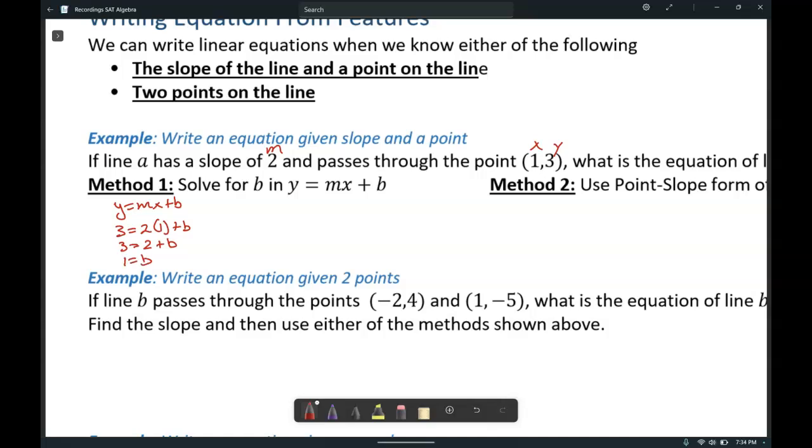And then we will go ahead and solve for b. And so we get a b value of 1, and then we can go ahead and rewrite it back into our equation, plugging in the slope of 2 and 1 for our y-intercept. Now that was pretty quick. I will admit it is a fast process. If the points or the slope have some negative values, or maybe they're fractions or decimals, it might take a little bit longer. So keep that in mind. But this is a very straightforward method that you can use.